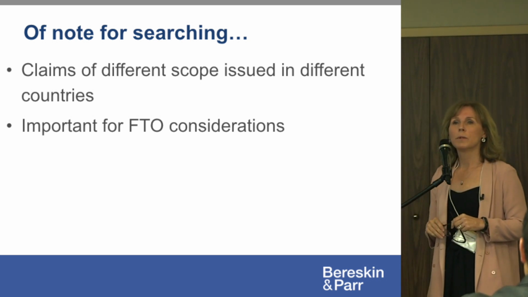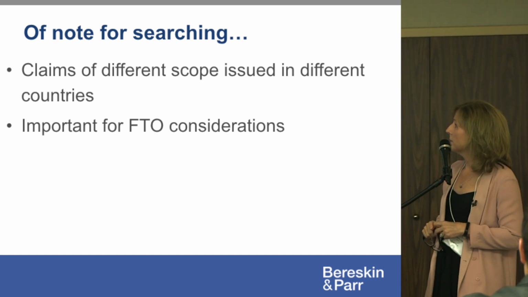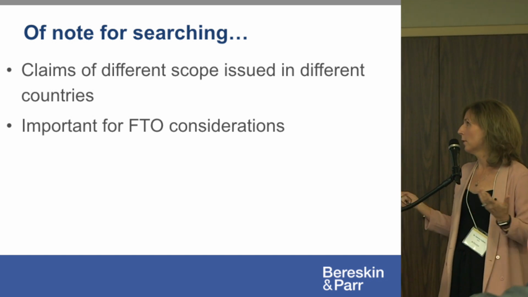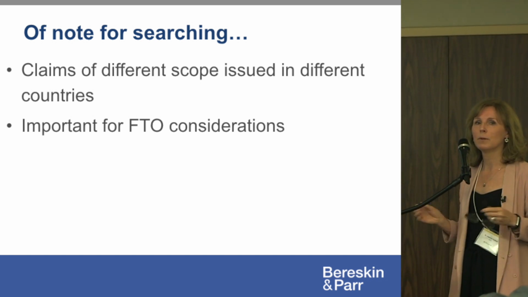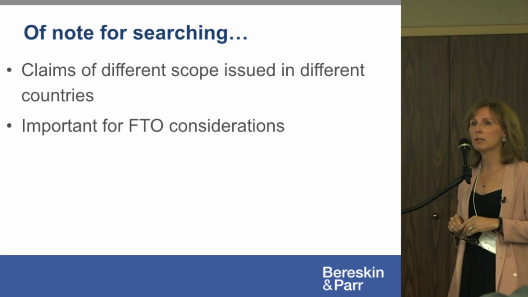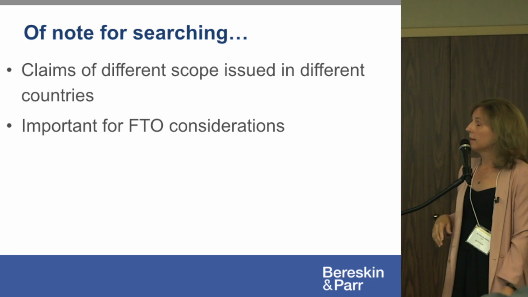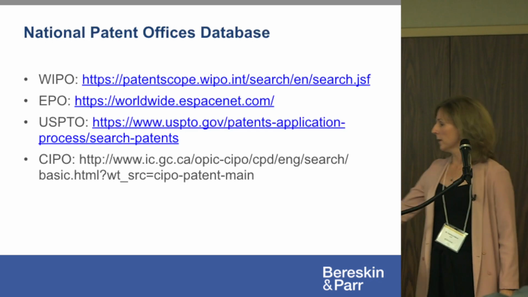So just to note, when you're searching claims, claims can be of different scope in different countries. Even for a smaller patent, you will have slight differences in examination and may come up with claims of different scope in different countries. And that's definitely important for freedom to operate.